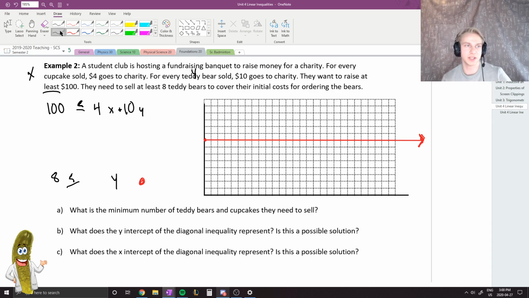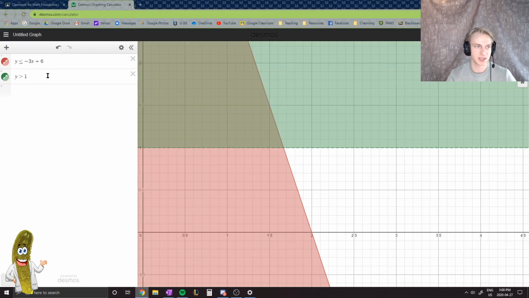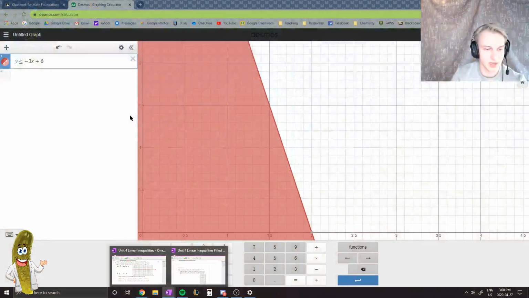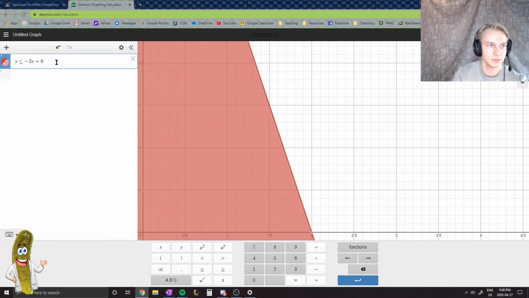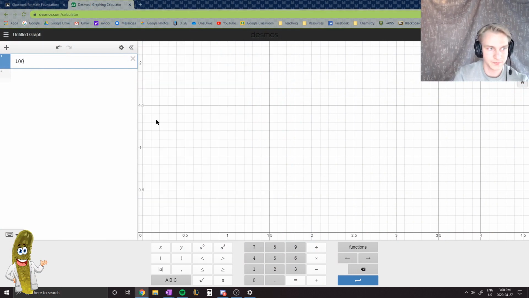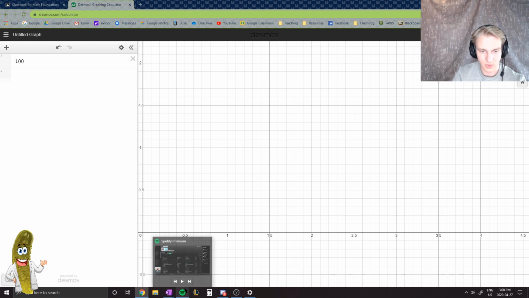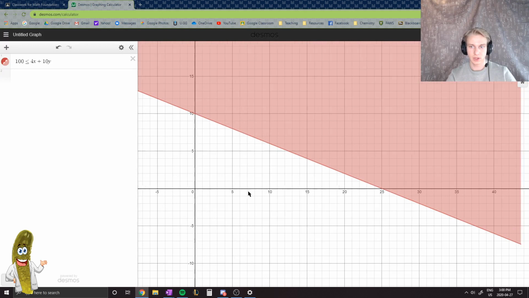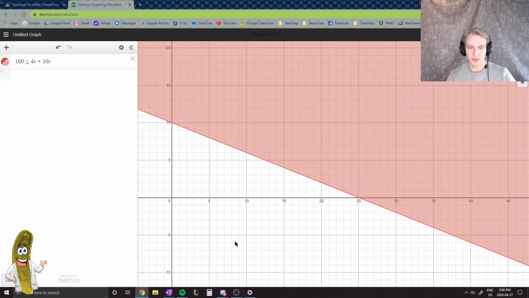And then for the top equation there, I'm going to use Desmos for this one because I think it's easier. So the equation that we have there is 4x, what did we have? I forget what we wrote down. 100 must be less than or equal to 4x plus 10y. And let's see this graph here. Okay, so that's what the graph looks like.